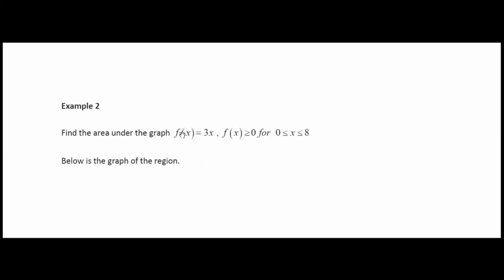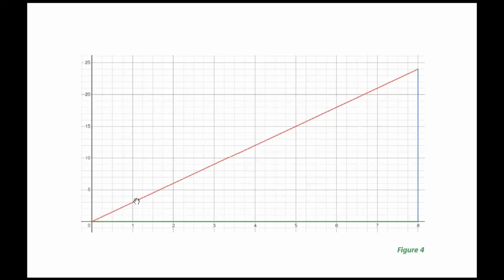Find the area under f of x equals 3x from 0 to 8. Let's graph that. That's 3x from 0 to 8. What is it? It's a triangle. What's the area of this triangle? Well, I know the formula is 1/2 the base times the height. Now my base is 0 to 8, so that's 8. And my height looks like it's 24. So 1/2 times 8 times 24 is the area of that triangle.